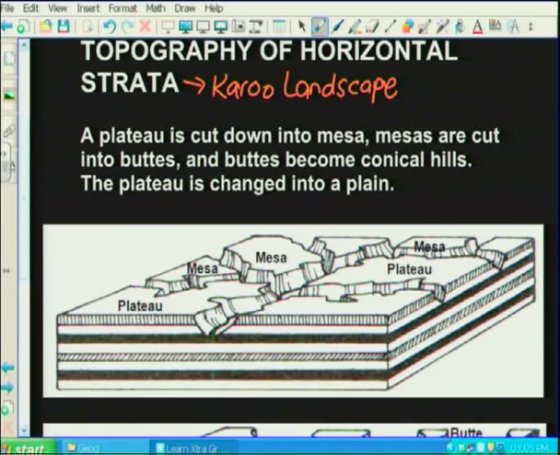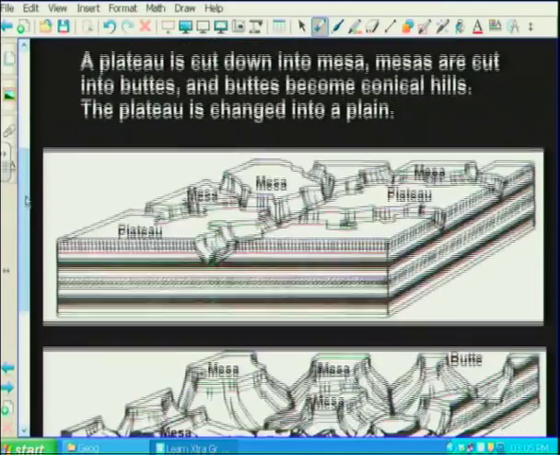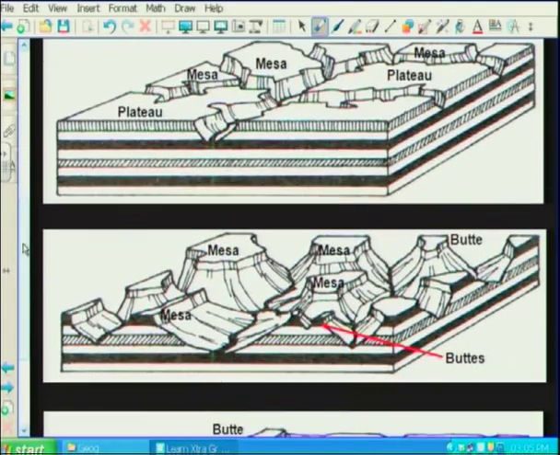It says a plateau is cut down into a mesa. Mesas are then further cut into buttes, and buttes become conical hills. The plateau then is changed into a plain surface. If we can look at the two diagrams in front of us here, we will see that these structures here are the horizontal layers that form a Karoo landscape.